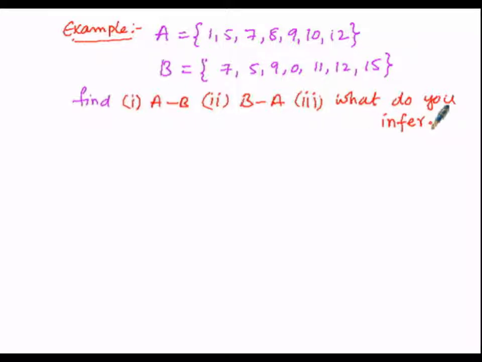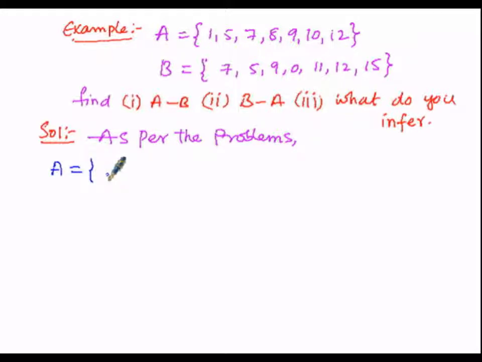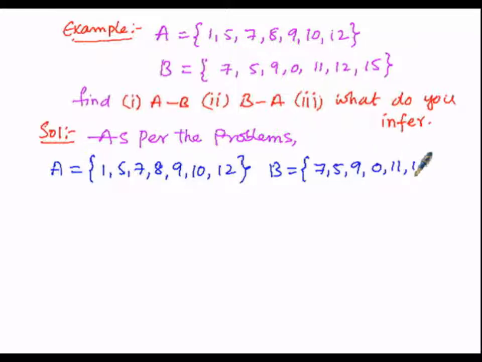Solution starts now. As per the problem, the sets given are: set A elements are 1, 5, 7, 8, 9, 10 and 12. So 1, 5, 7, 8, 9, 10 and 12 are the elements of set A, and similarly set B is given by the elements 7, 5, 9, 0, 11, 12 and 15.